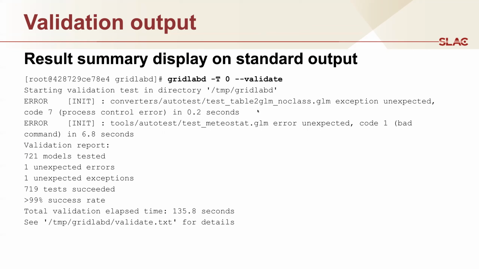And in this case, the test never even ran. Something else happened. And in fact, it's telling us here there was a process control problem. And so those 2 failures are then reported in the validation sequence, one as an unexpected error and one as an unexpected exception. And so of the 721 tests run, 719 of them were successful, which is better than a 99% success rate, almost 100%, but not quite.